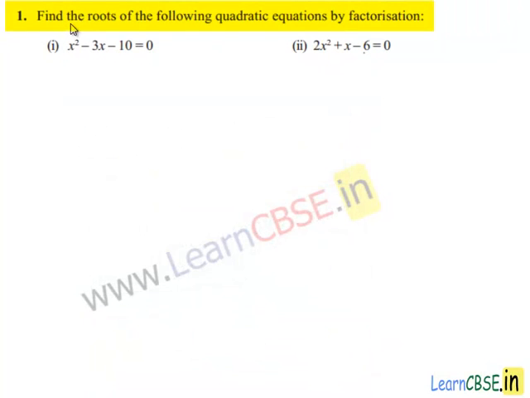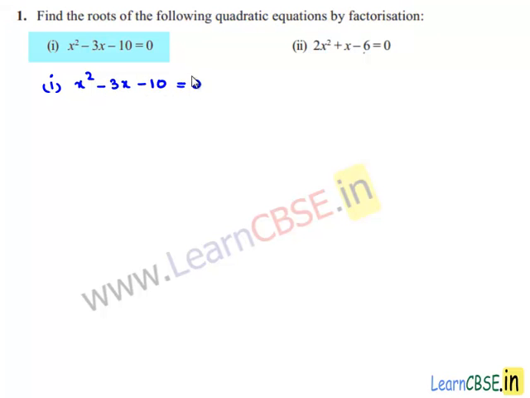Coming to the first problem, find the roots of the following quadratic equations by factorization. The first bit given is x square minus 3x minus 10 is equal to 0. The product of the first term and the last term is minus 10x square. We need to find the factors of minus 10x square such that their sum is minus 3x.